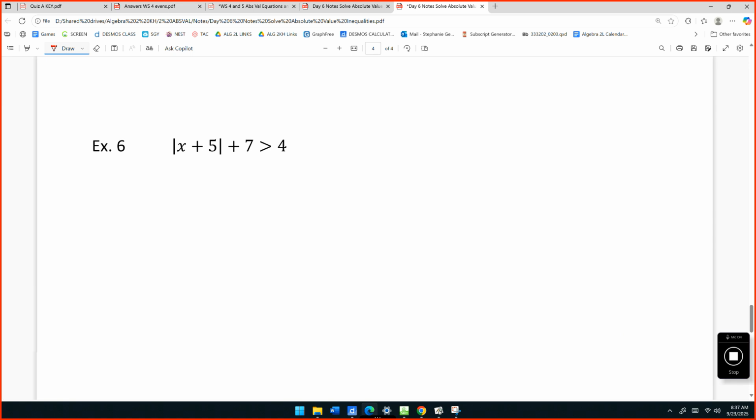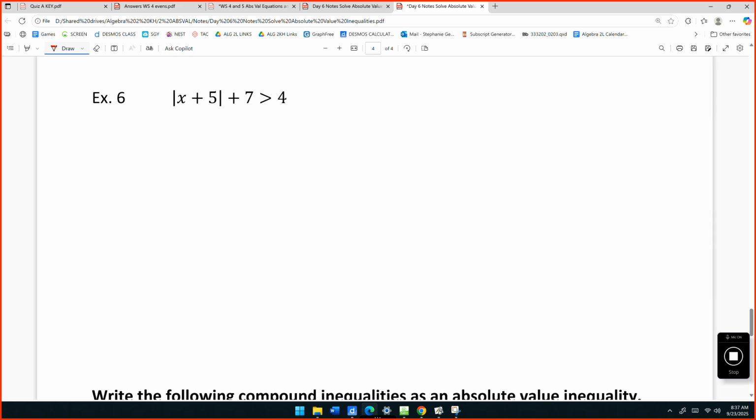Okay. Let's look at this guy. Absolute value of x plus 5 plus 7 is greater than 4. Again, we've got to isolate the absolute value, right? So we have to remove that 7, which is being added to the absolute value, so we'd subtract it. So I have absolute value of x plus 5 is greater than 4 minus 7, which is negative 3.